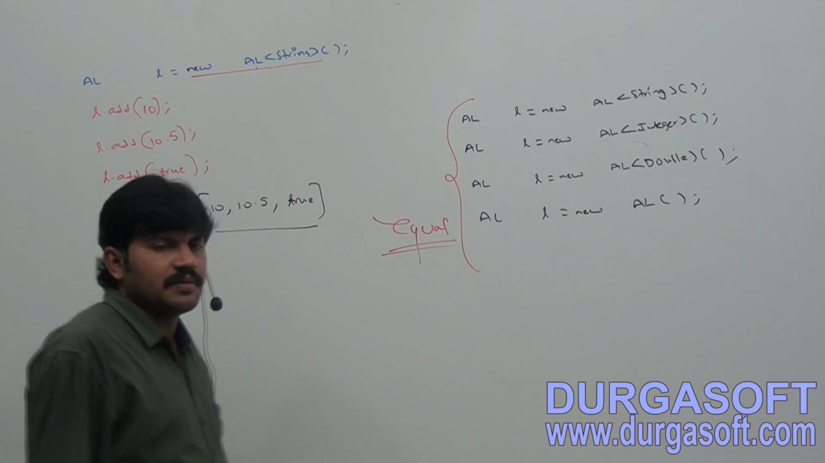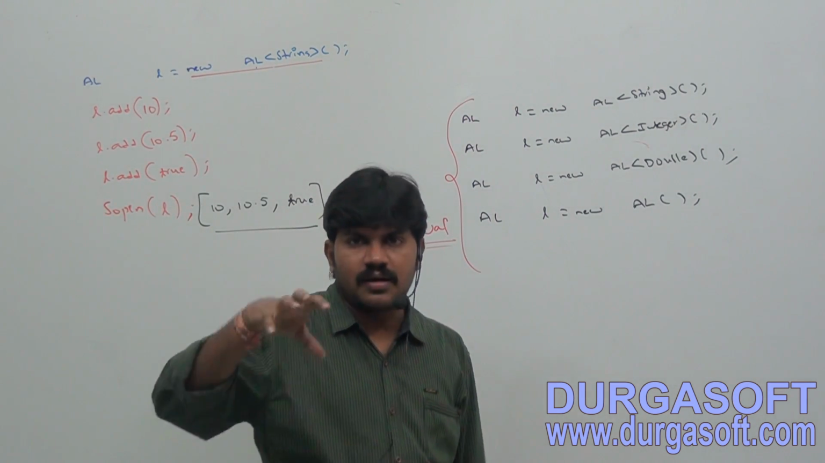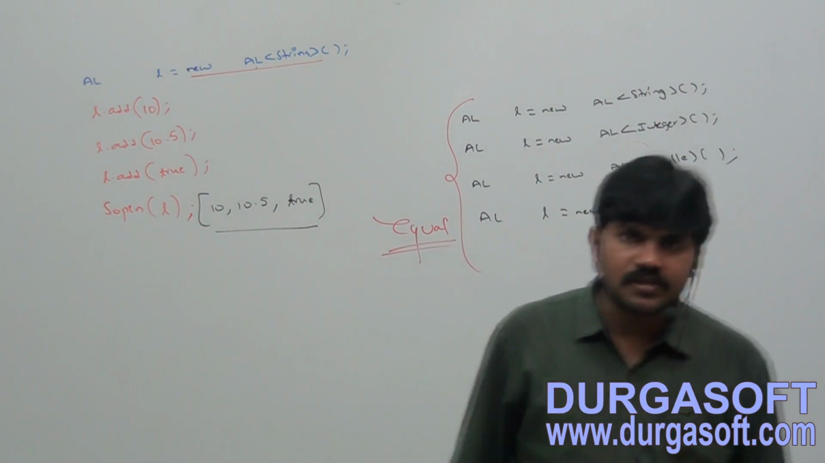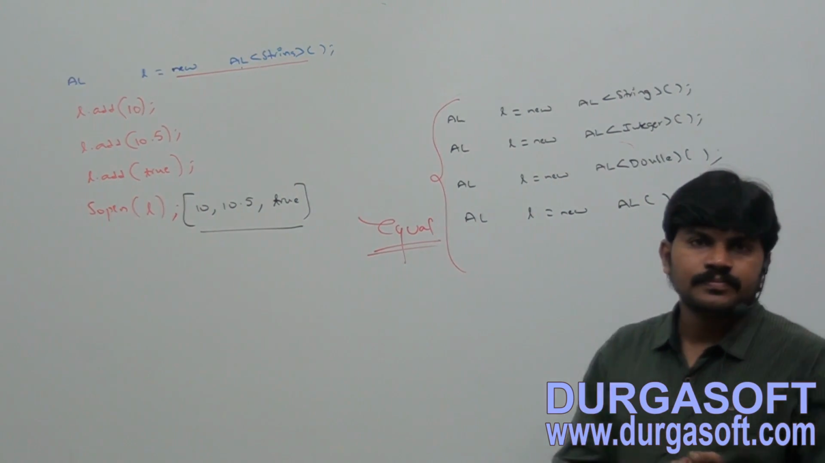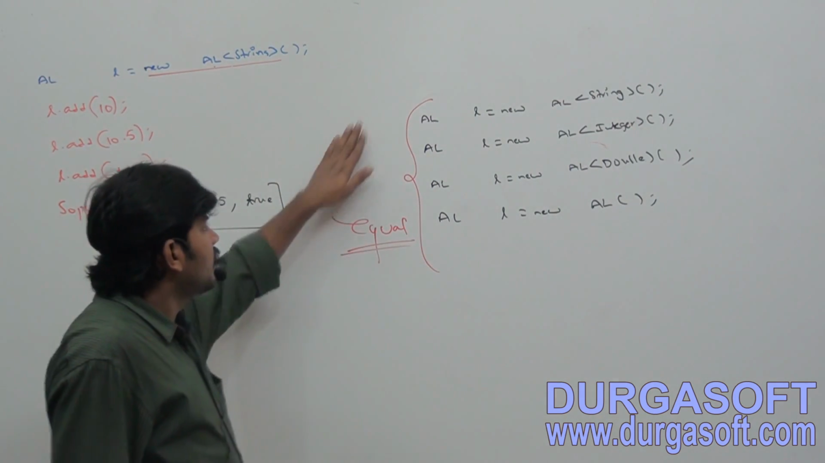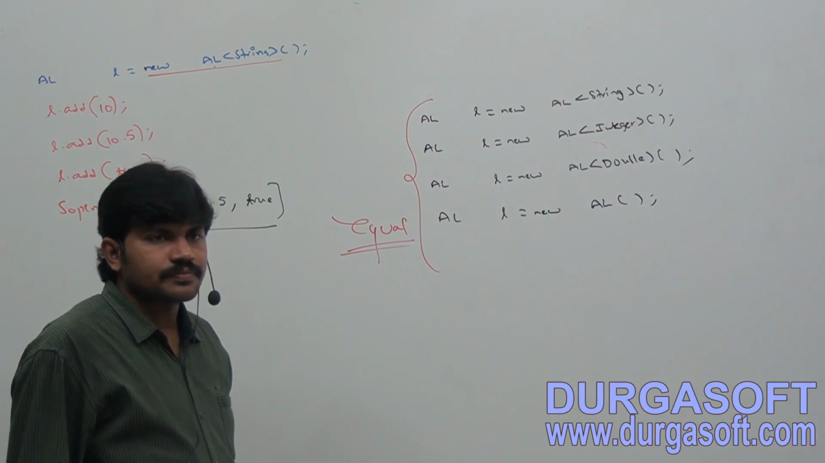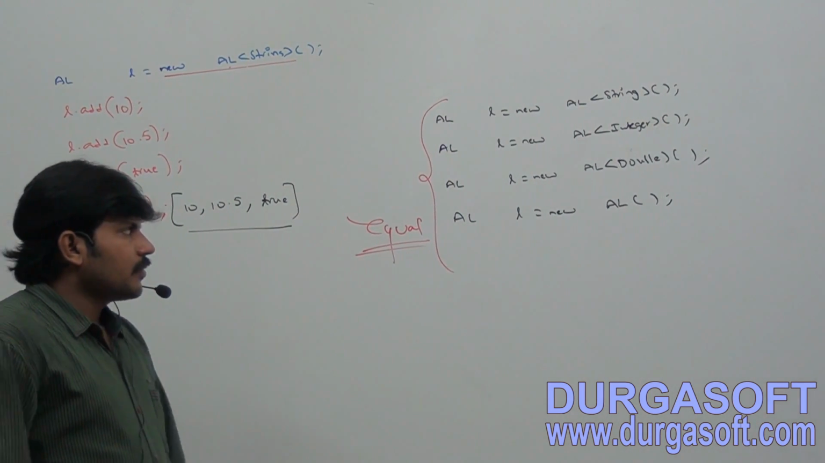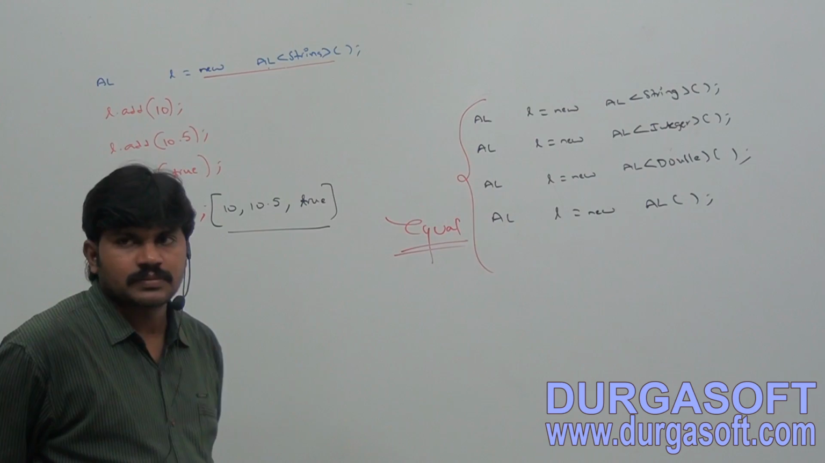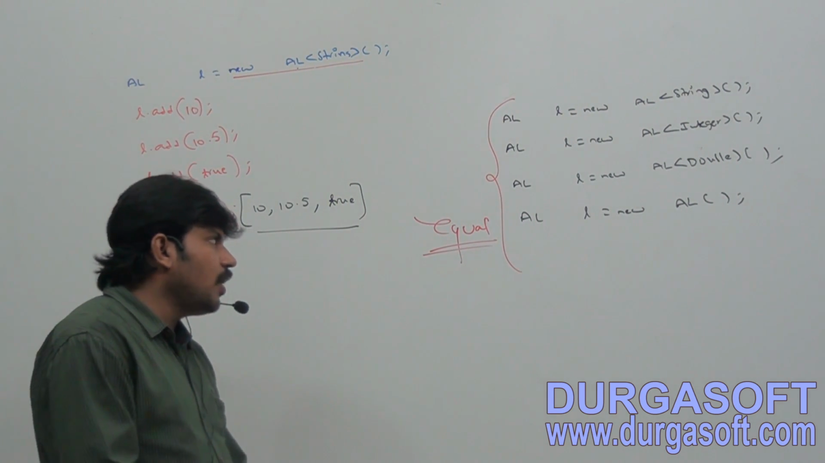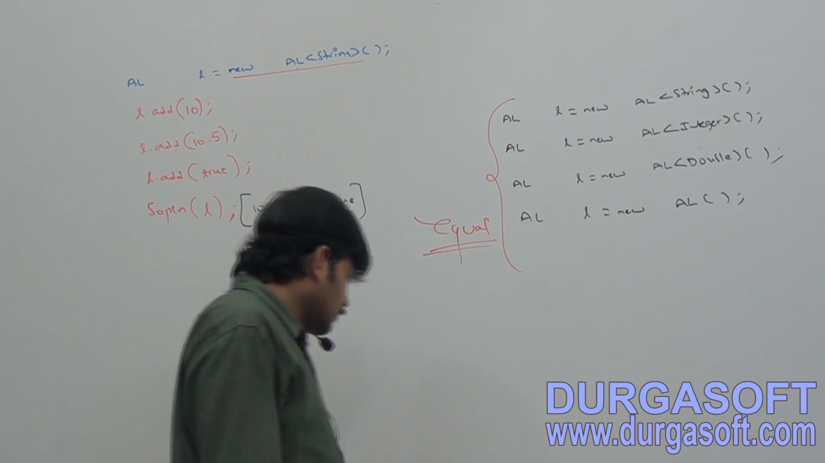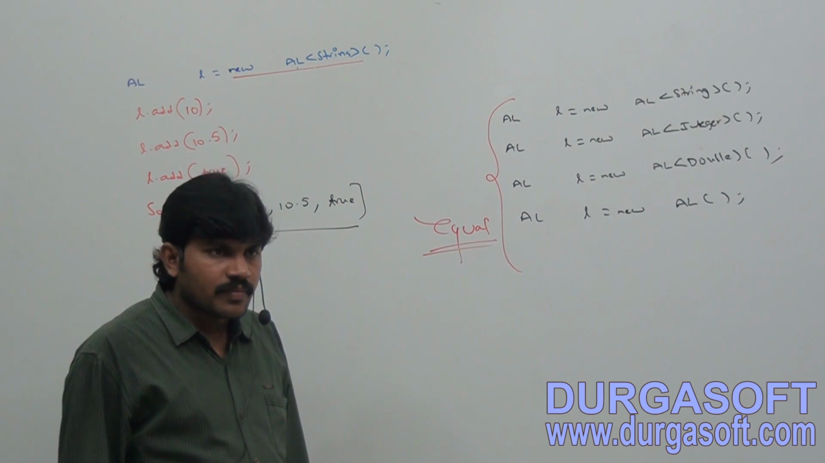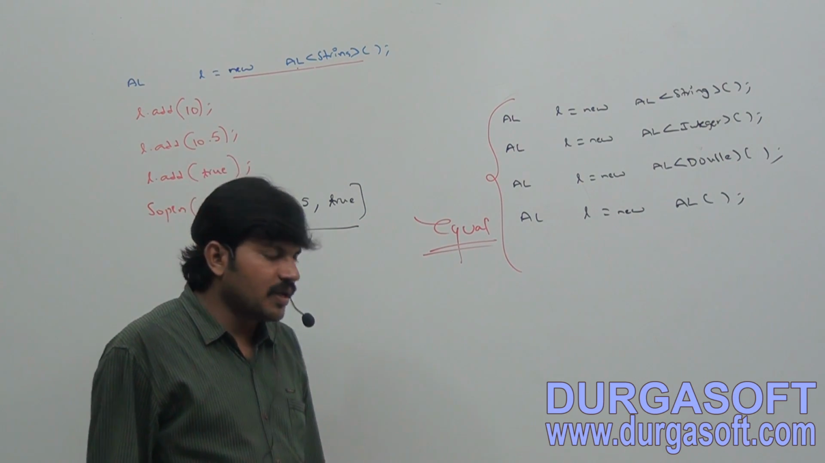Hence, the following declarations are equal. ArrayList l = new ArrayList of String. ArrayList l = new ArrayList of Integer. ArrayList l = new ArrayList of Double. ArrayList l = new ArrayList. Are these things equal or not? Yes, perfectly. These are equal.